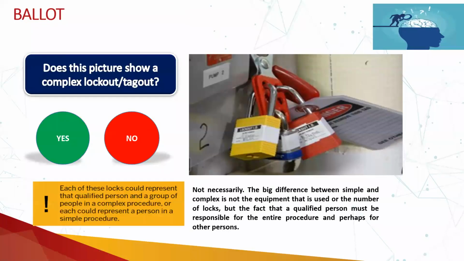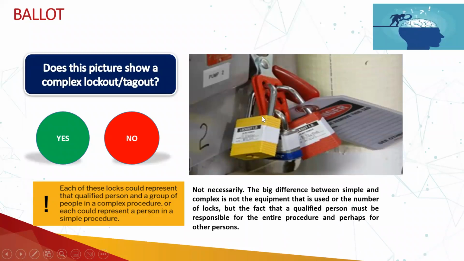Does this picture show a complex lockout and tagout? We have already discussed that only by seeing the picture and the number of locks, we cannot determine whether this is a simple or a complex lockout and tagout. We have to dig in and look whether there are multiple sources or not. Here, no multiple sources are shown.